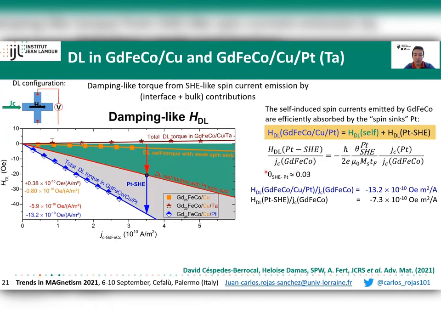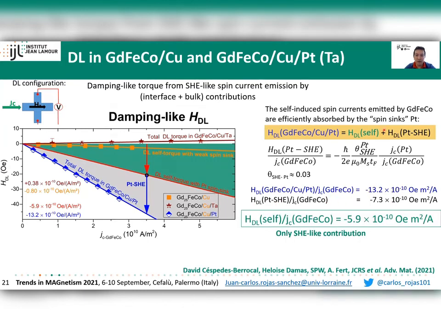And because we know the spin Hall effect of platinum, we can compute this damping-like field coming from it. This is the total. We make the subtraction, and we get the spin-orbit torque contribution of gadolinium iron cobalt when we have a platinum spin sink layer. And let's remember that this is only a spin Hall effect-like contribution in this experiment for the spin-orbit torque, as I said in the first part of my talk.